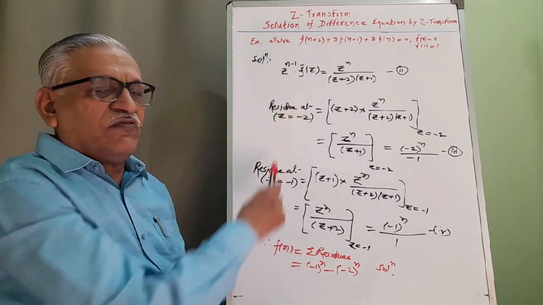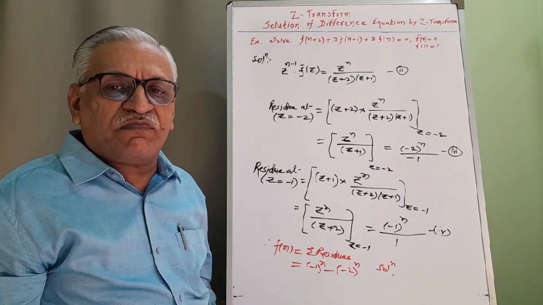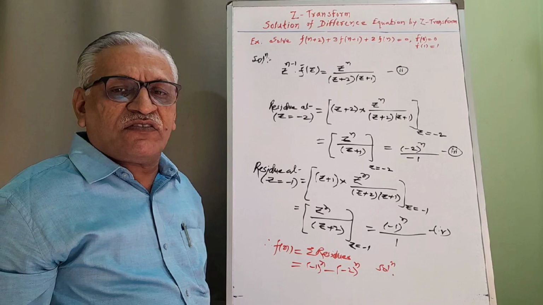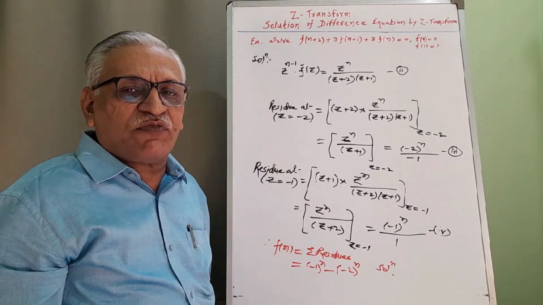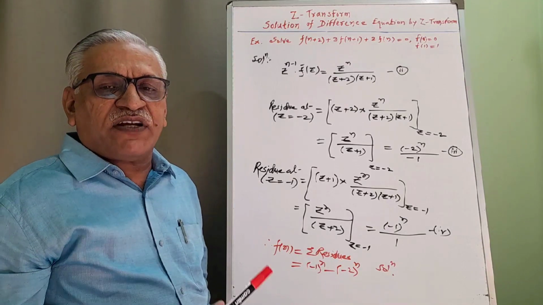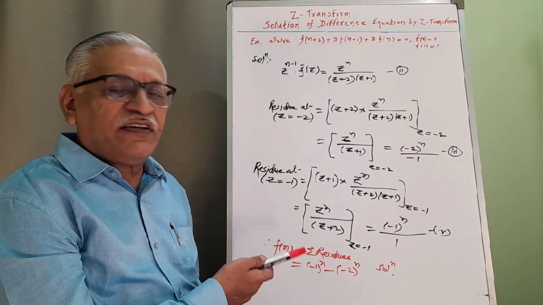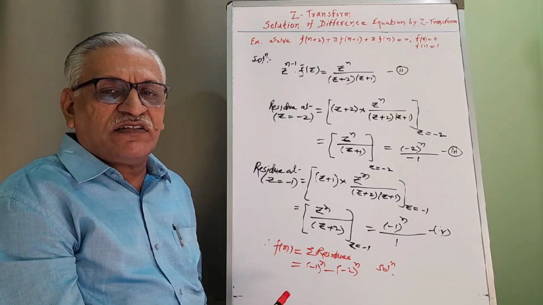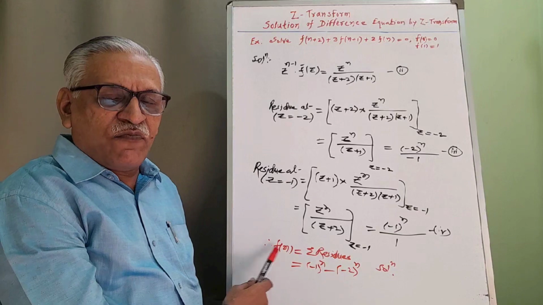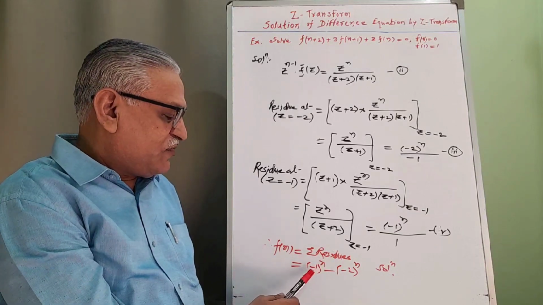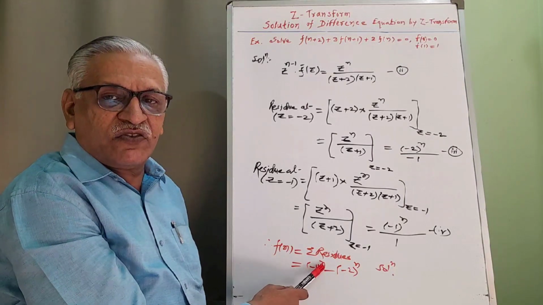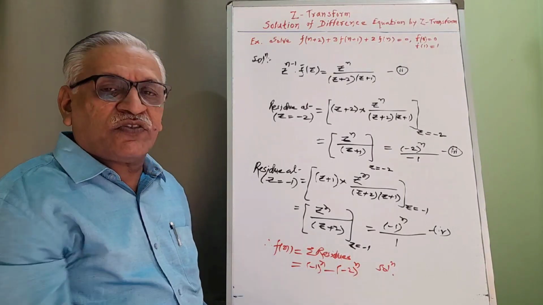Therefore, whenever we have to solve any difference equation by Z transform technique, there are two parts. In the first part, we apply Z transform technique to obtain f bar of z, and after getting f bar of z, we apply inverse Z transform technique by residue to find f of n, and f of n is nothing but the sum of the residues. Therefore, for this particular example, we get the answer as minus 1 raised to n minus 2 raised to n.